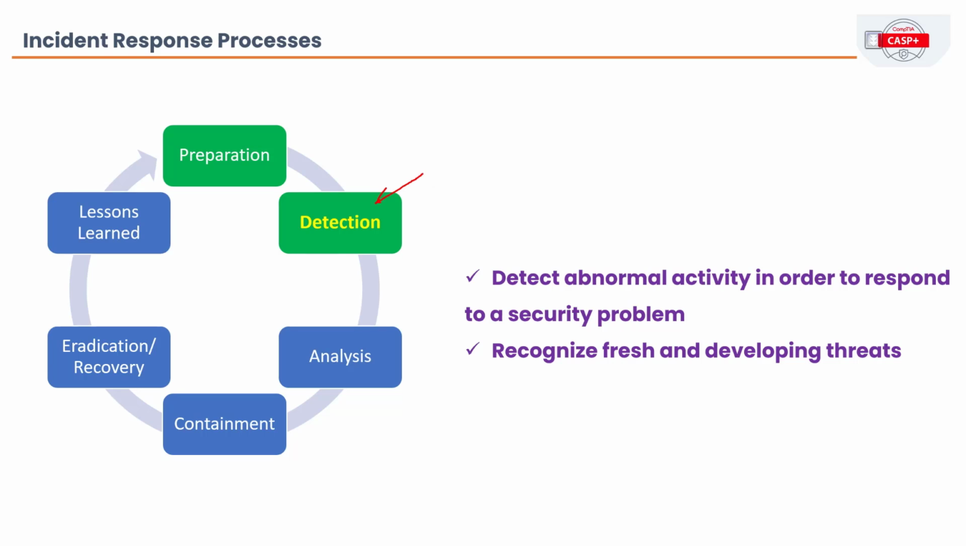Next is detection. Here, we need to find abnormal activity in order to respond to a security problem. Unauthorized software, external media, email attachments, denial of service attacks, equipment theft, and impersonation are just a few examples of the different attack vectors that can be employed. So we need to be able to recognize fresh and developing threats. IDS, SIEM, antivirus, anti-spam, FIM software or file integrity monitoring software, DLP technologies or data loss prevention technologies, and third-party monitoring services are examples of common techniques.